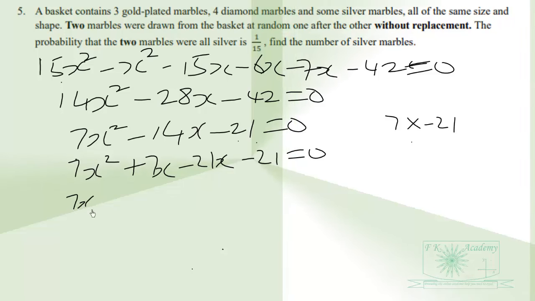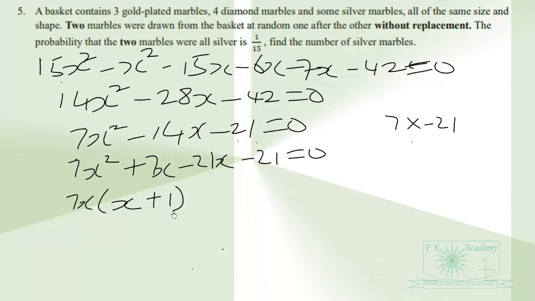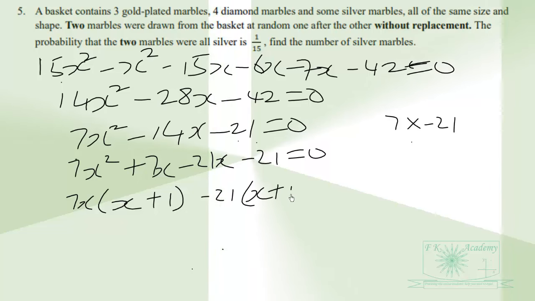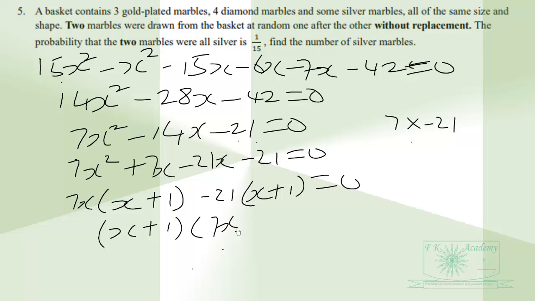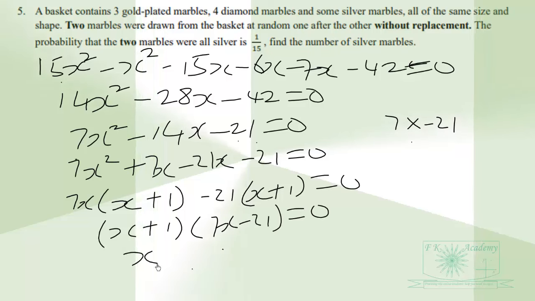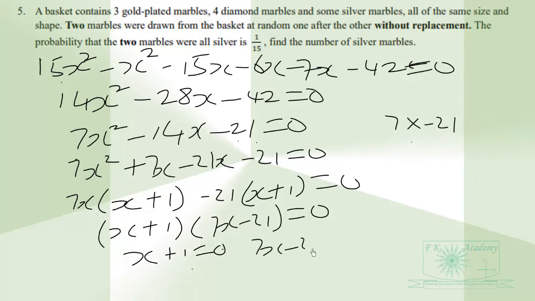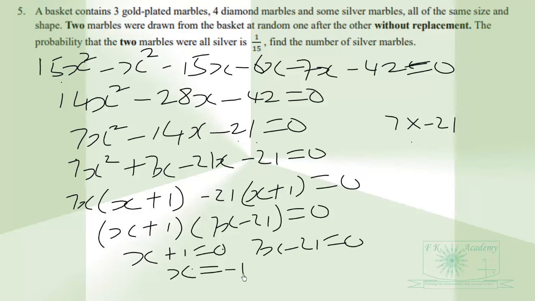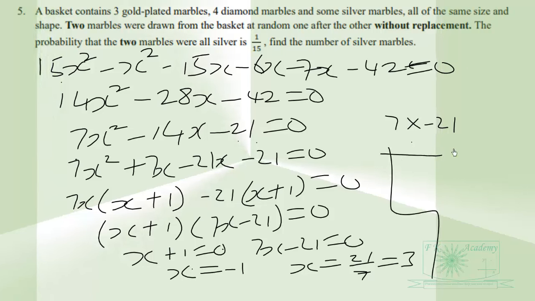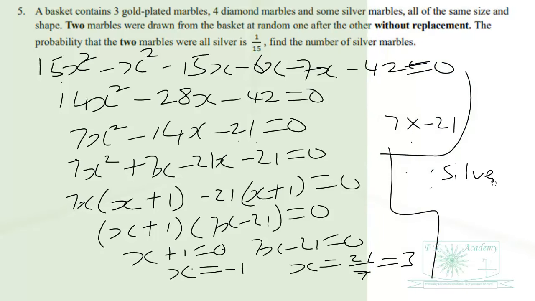So we have 7x out, then we have x plus 1. Then we have minus 21 out, we have x plus 1 is equal to 0. So we are going to get x plus 1 and 7x minus 21 is equal to 0. So either x plus 1 equals 0 or 7x minus 21 equals 0. So x is either equal to -1 or x is equal to 21 over 7, which is 3. But we know the number of marbles can never be negative. Therefore, the number of silver marbles is 3.